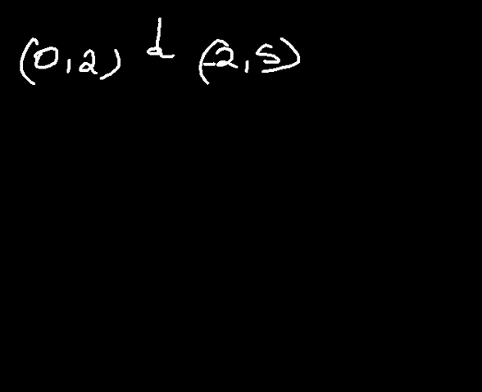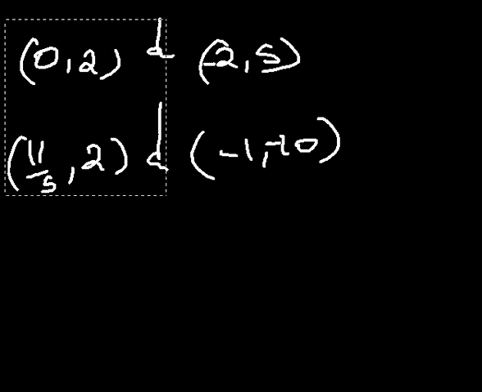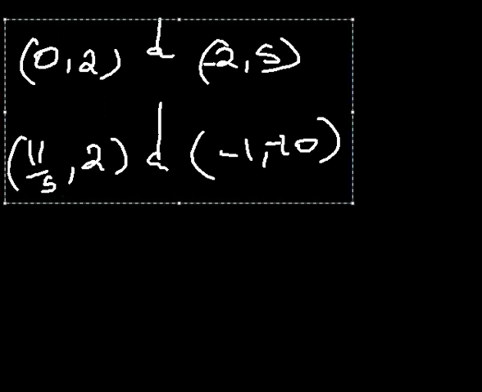And also, what if we have a circle with the endpoints of the diameter given as (0, 2) and (-2, 5)? What is the center of that circle? What is the radius? What is the equation of that circle? And what if you have (11/5, 2) and (-1, -10)? What is the equation of that circle? So try to work that one out the way I've explained here.